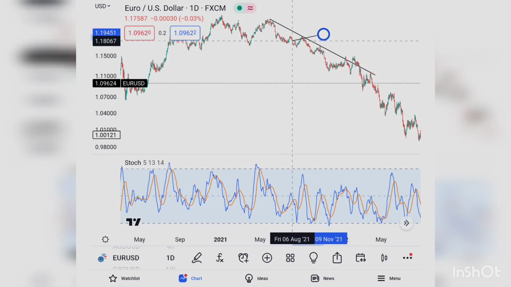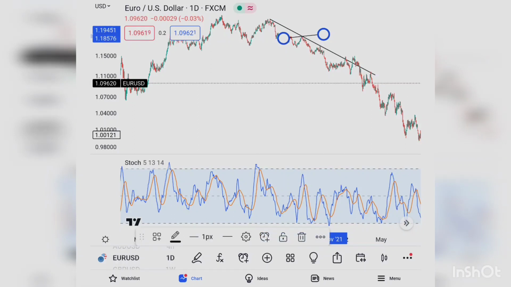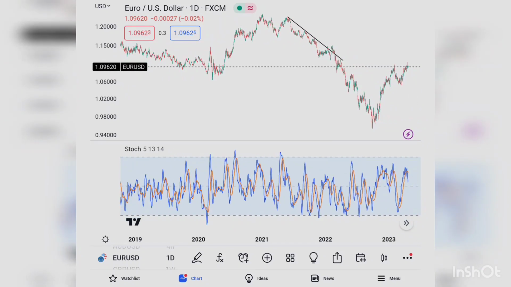Here, but this one is a small trend line. Let me just leave it out. Okay, so here's the thing.